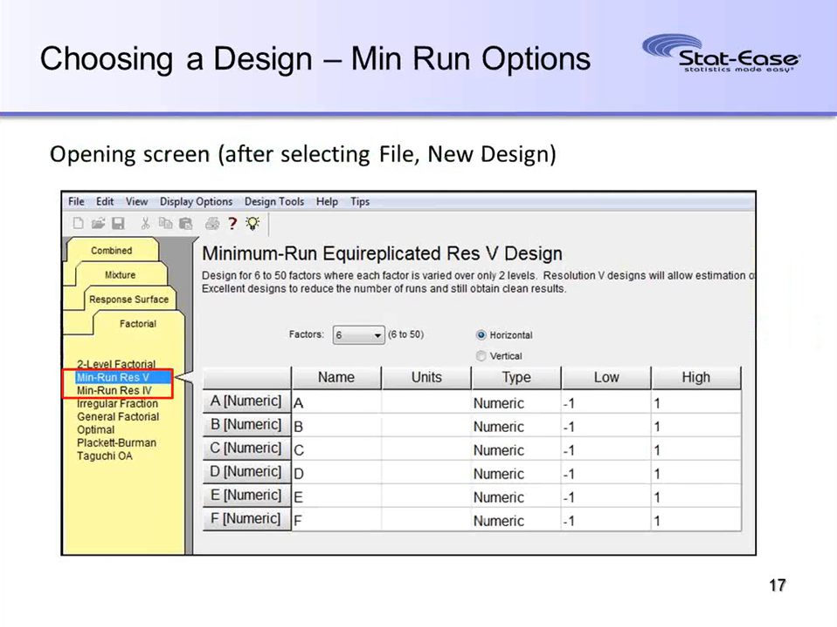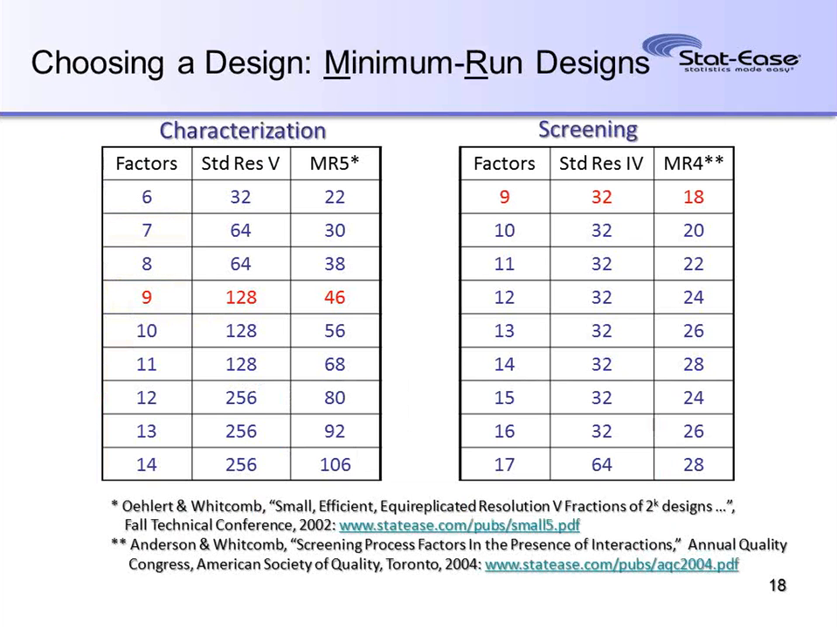The next two options on the opening screen are the minimum run designs, and these are resolution 5 or resolution 4 designs. Resolution 5 means it would be a green design. The green designs, again, can estimate all your main effects and your two-factor interactions. And then lower down the list are the min-run res 4, which would be considered yellow designs.